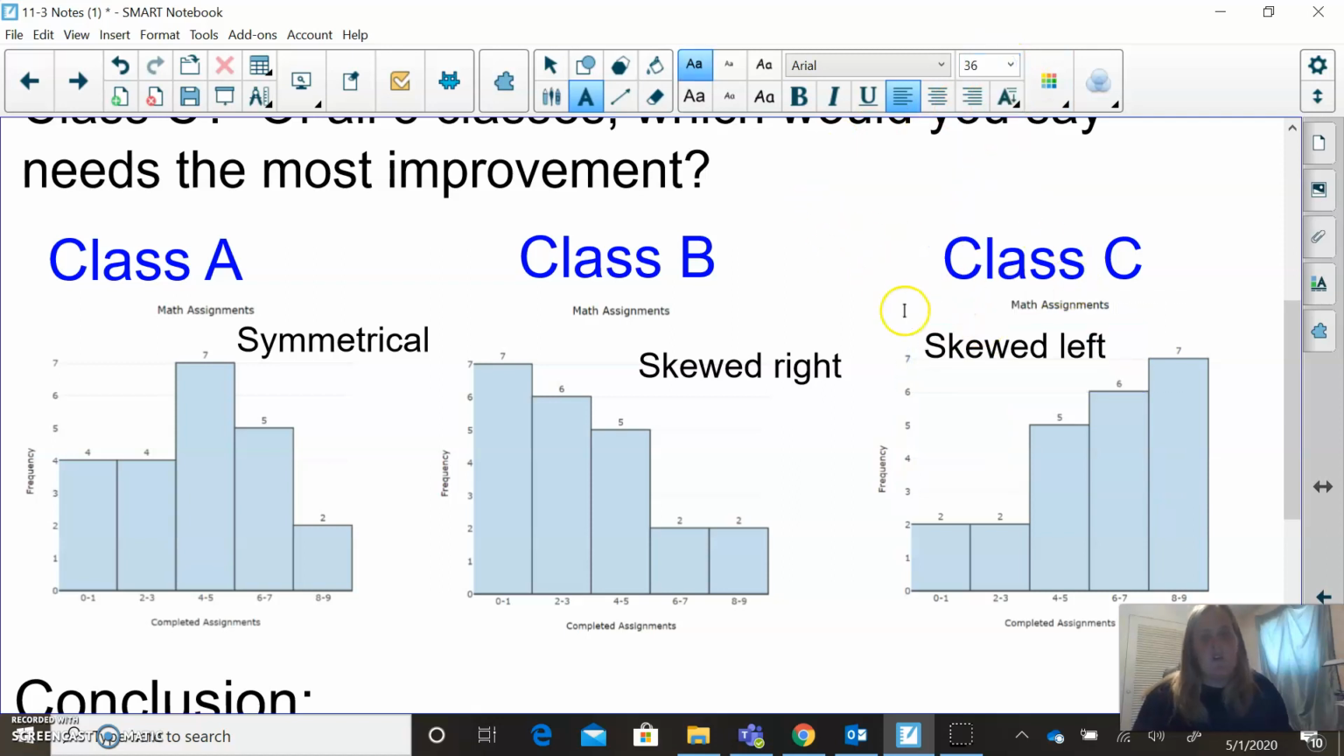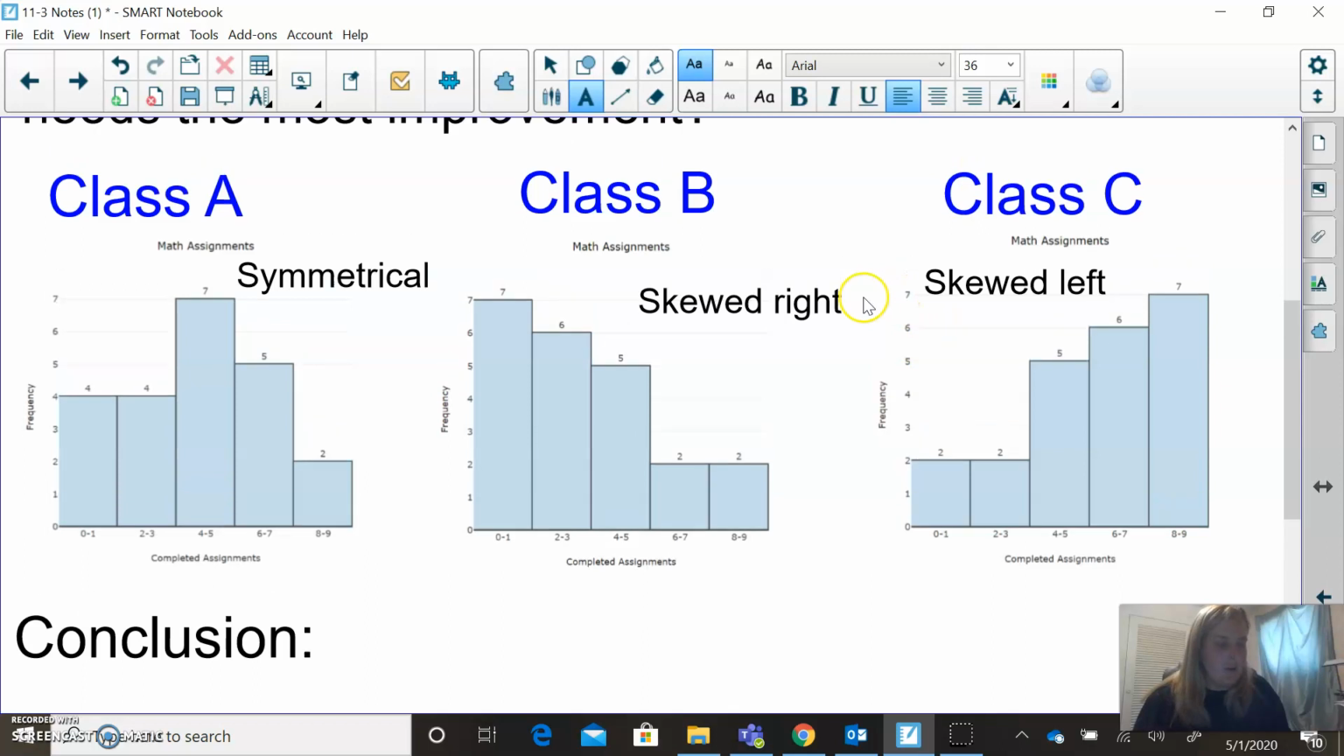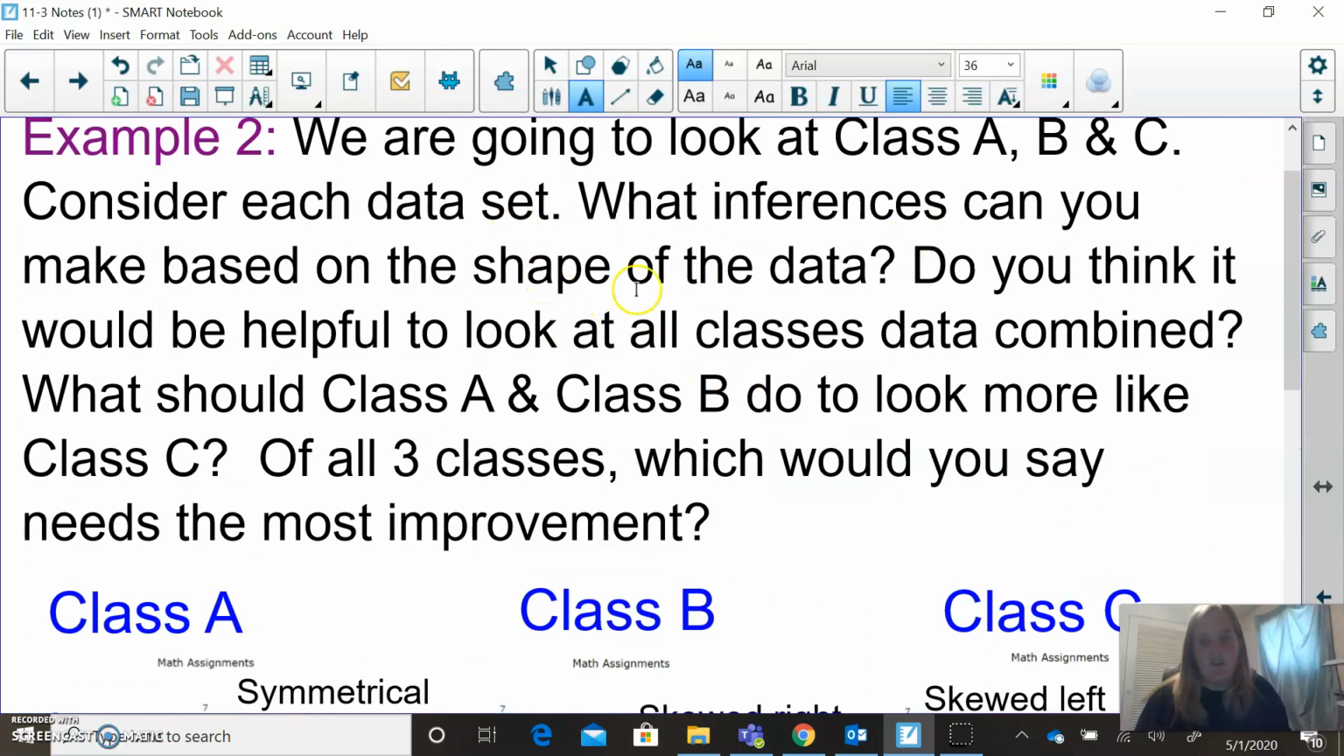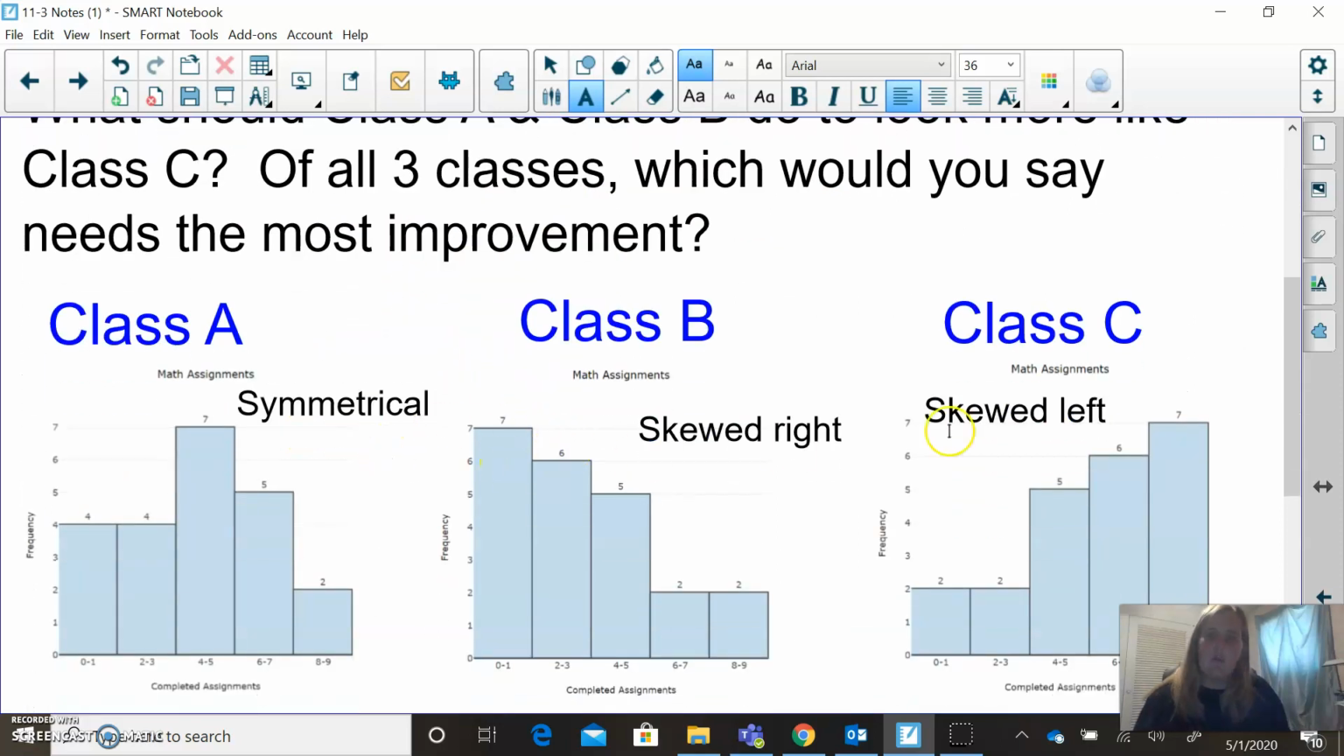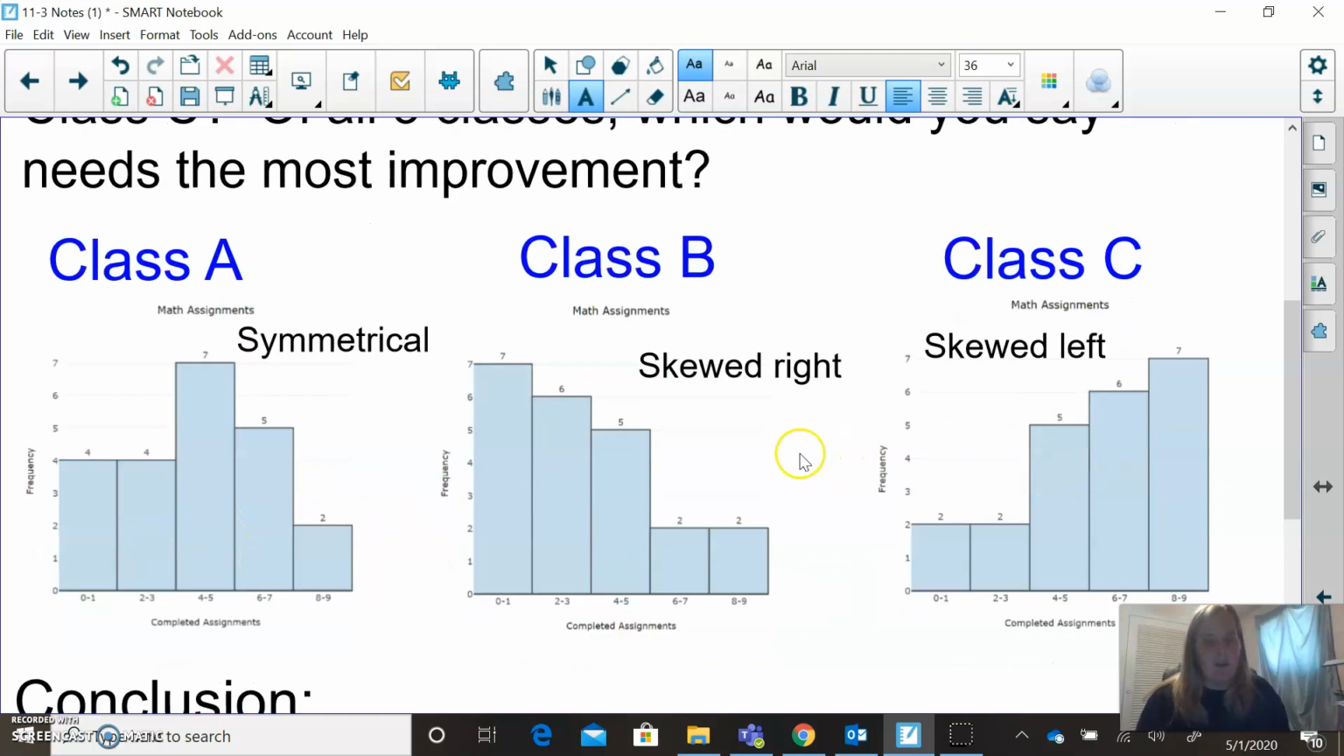Awesome. All right. So, in conclusion, do you think it would be helpful to look at all classes together? I think it is worthwhile because I want to compare classes. Does this mean that class C is just really doing what they're supposed to be doing? Do I just have some super bright students in that class? Maybe I've just got some students that are very self-driven and self-motivated.